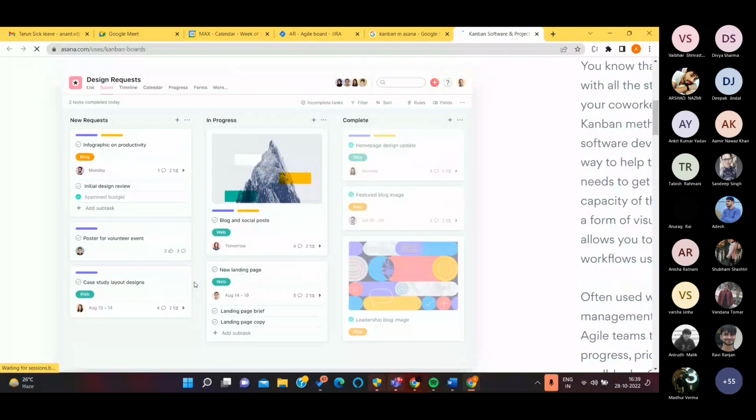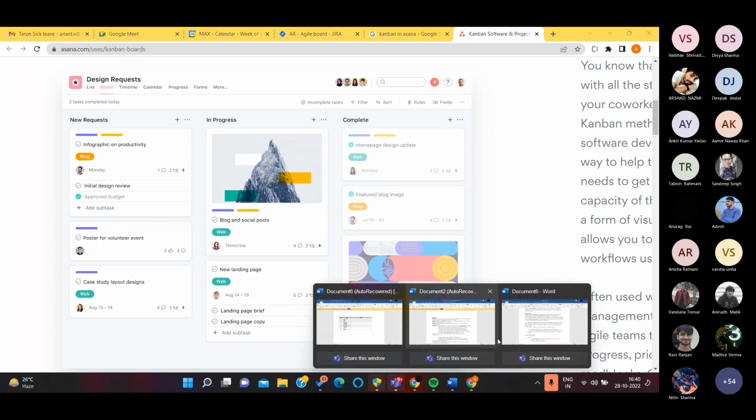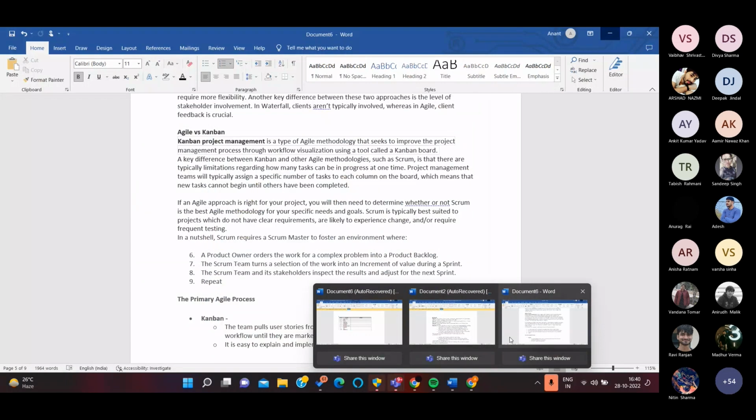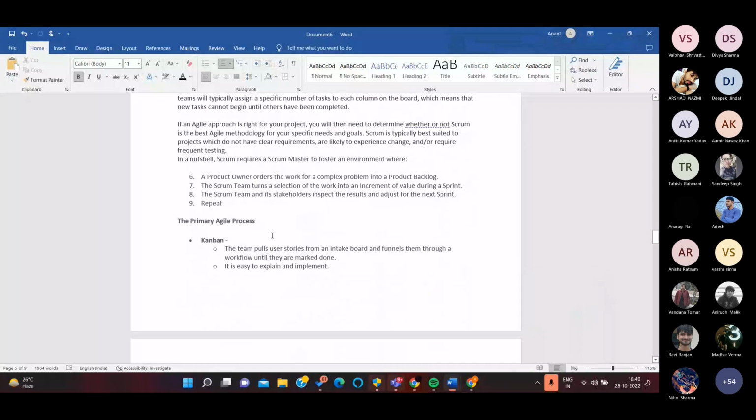So this is how a Kanban board really looks: the new requests, what is in progress, what has been completed, who has worked on it, and what work was done on a particular thing. That is what a Kanban board really looks like. But it used to be more interactive and more interesting in its physical form, and that's where Kanban really came into play initially.